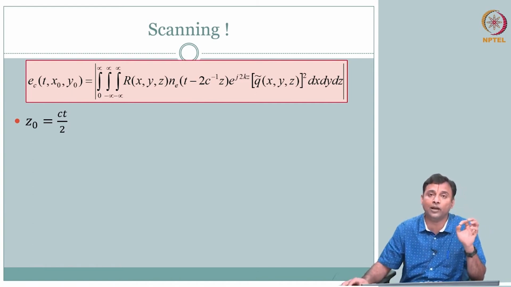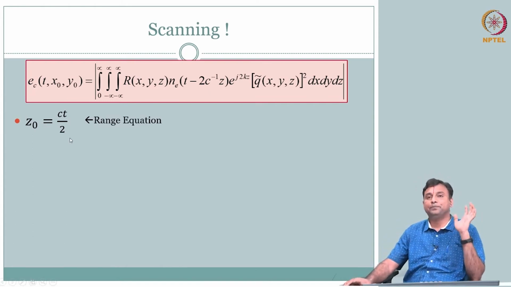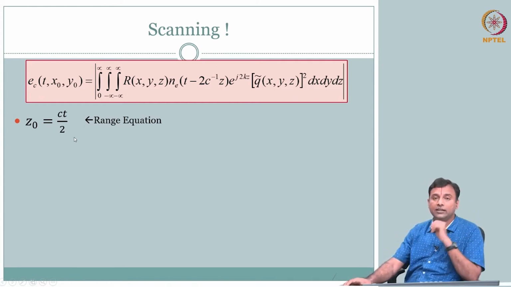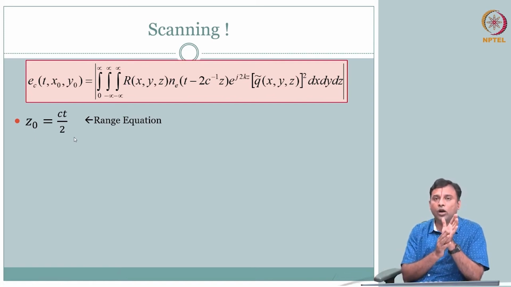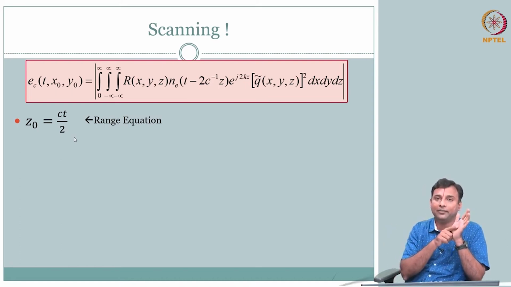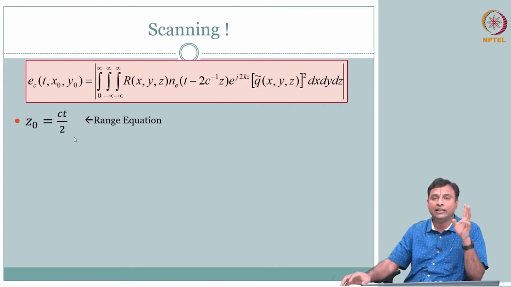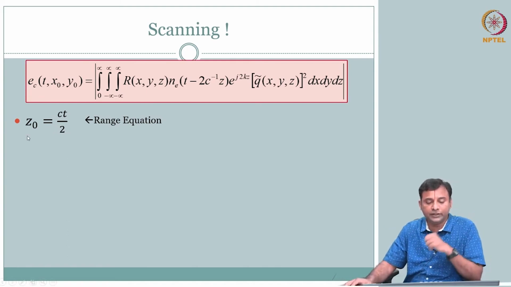So it is a factor of 2. This is a very important equation, which is called the range equation. This is important because any time you record an echo of a sound, you have to account for the time for the signal to go to the location which is going to give you the echo back. It is one distance, and a second distance it has to travel back. So there is a factor of 2 between the time it takes and the distance. So that has to be accounted for. So this is your z naught.